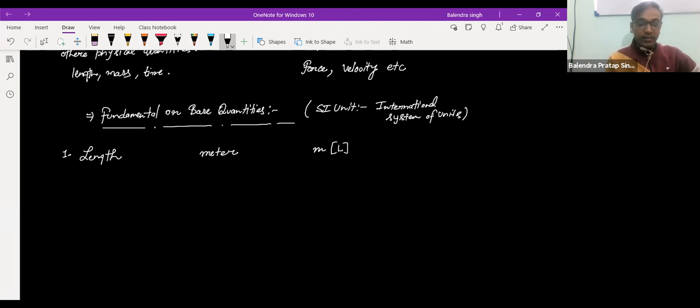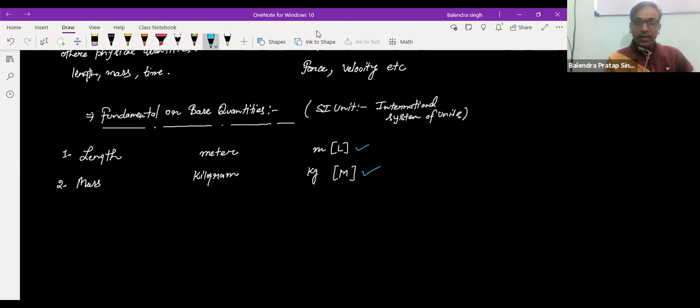Next, the second one is mass. Its SI unit is kilogram, as kg, and its dimensional formula, or we say dimensional representation, is capital M. The dimensional representation of length is capital L, and the dimensional representation of mass is capital M.